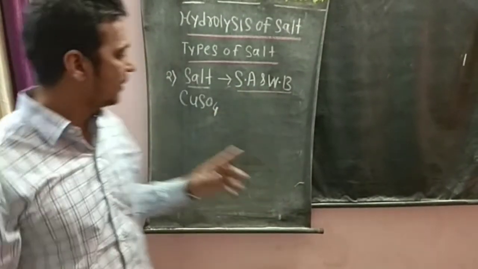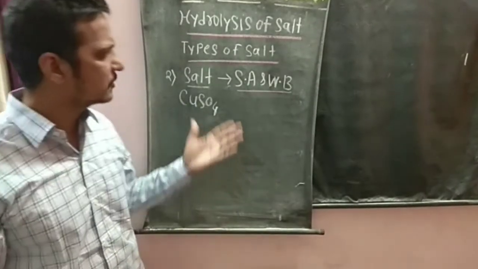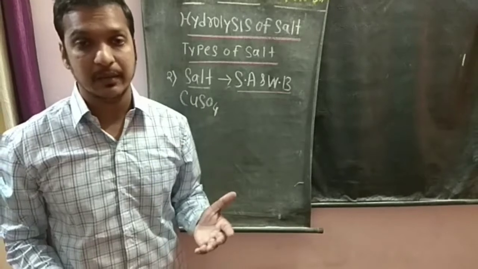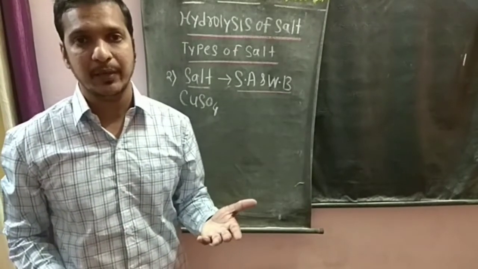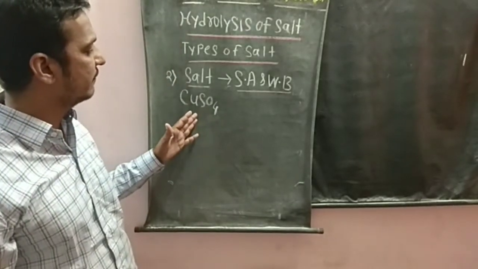Now we will see the second type of salt, which is obtained from strong acid and weak base such as copper sulfate, CuSO4. We have other examples, the salt obtained from strong acid and weak base such as copper chloride, CuCl2, or ammonium nitrate, NH4NO3. So let's take the first example.